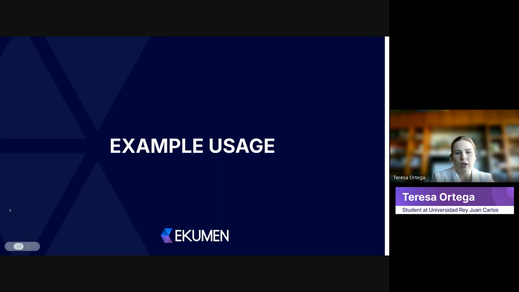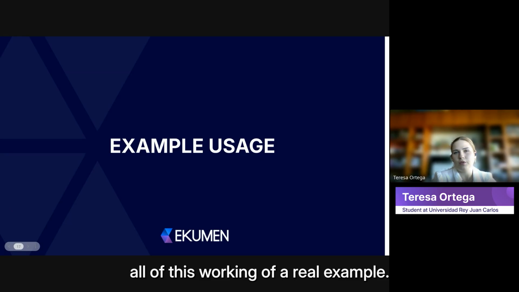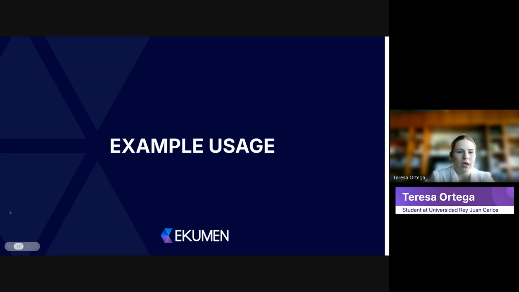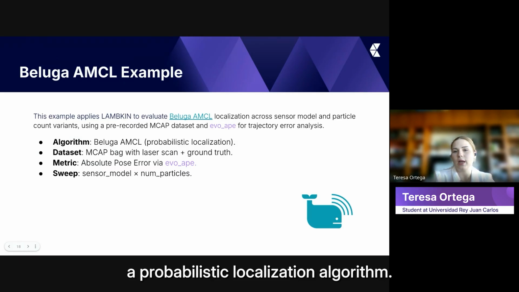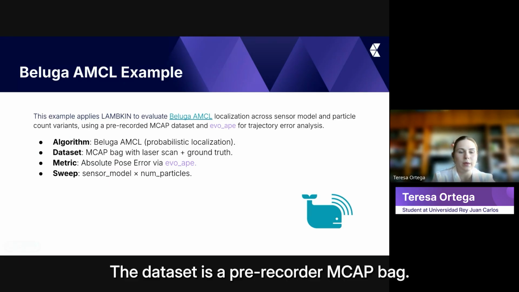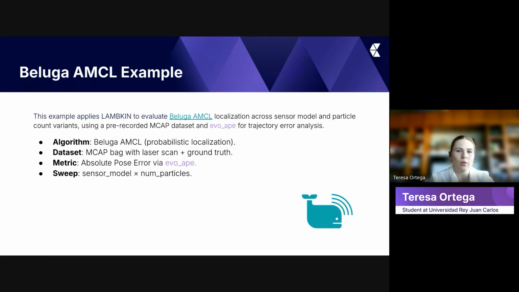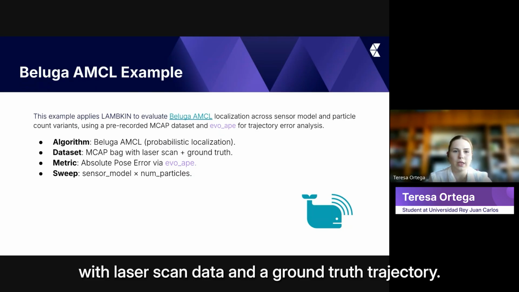Now, let's see all of this working on a real example. We have applied Lambkin to Beluga AMCL, a probabilistic localization algorithm. The dataset is a pre-recorded MCAP bag with laser scan data and a ground truth trajectory.